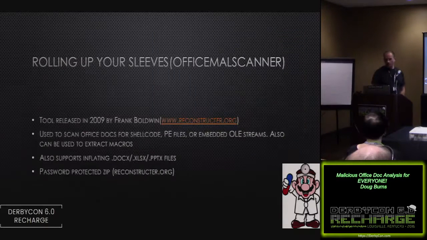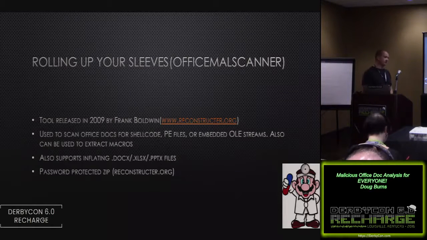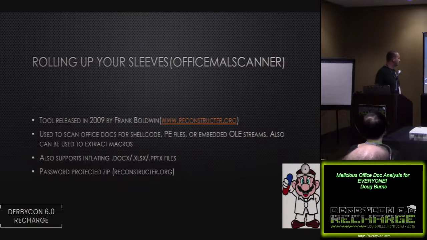That's it. So once we do that, then we've decided that we don't have any information from VirusTotal. Nobody's given us indicators or anything like that. Or maybe it's not even showing up in VirusTotal. Now what you're going to do, if it's an Office document, is use OfficeMalScanner. It's a great tool. I've used it a lot. It was a tool released in 2009 by Frank Boldewin. His website is reconstructer.org. It can be used to scan Office docs for shellcode, PE files, and embedded OLE streams, and can also be used to extract macros.